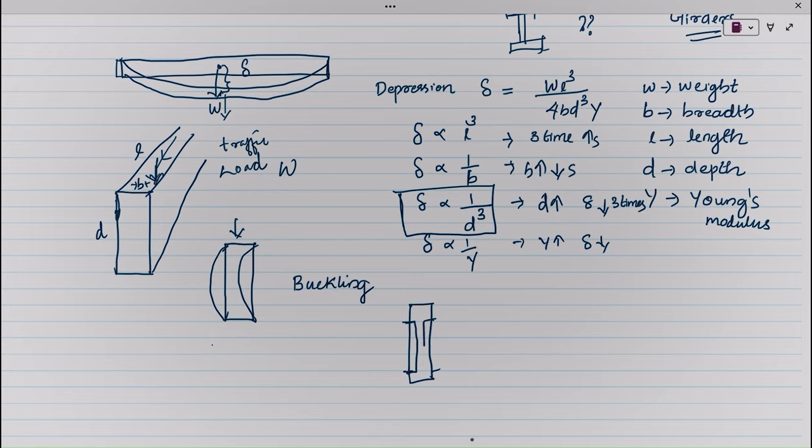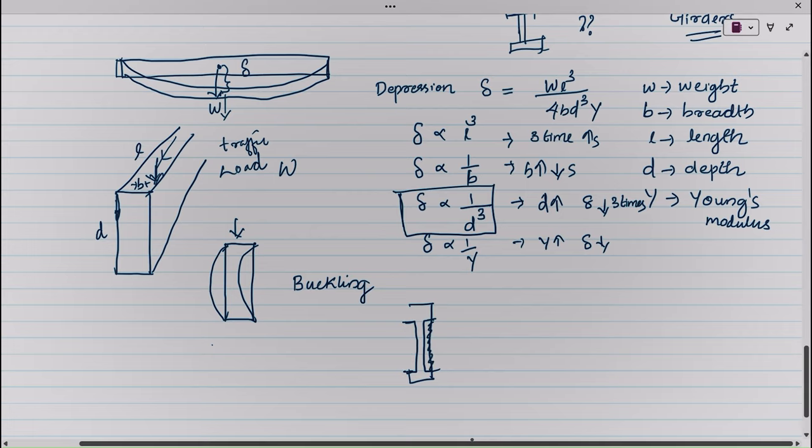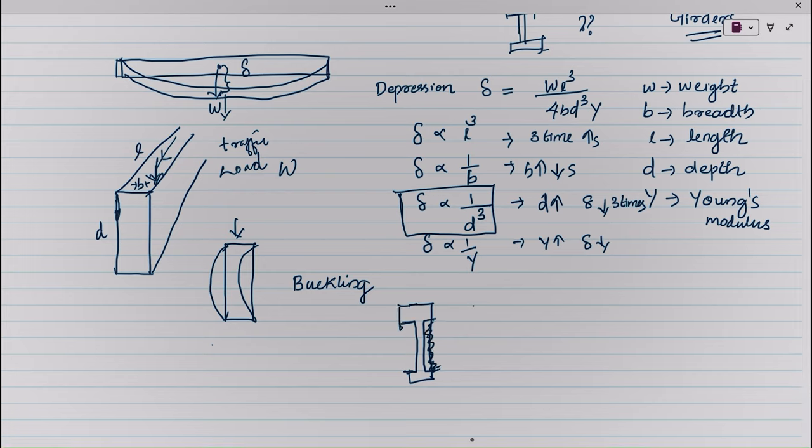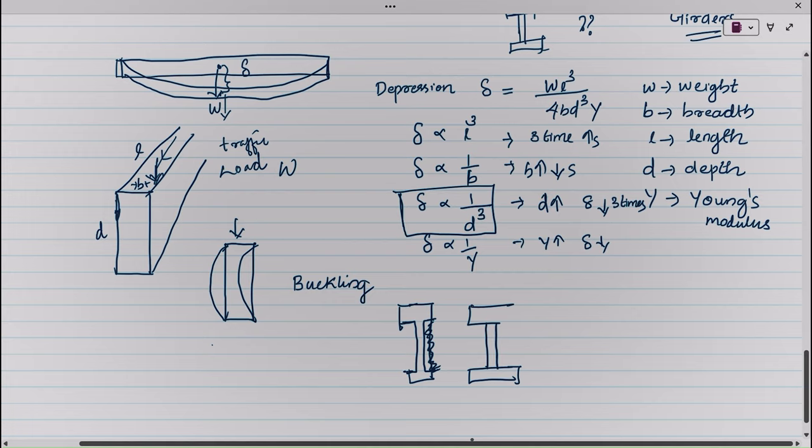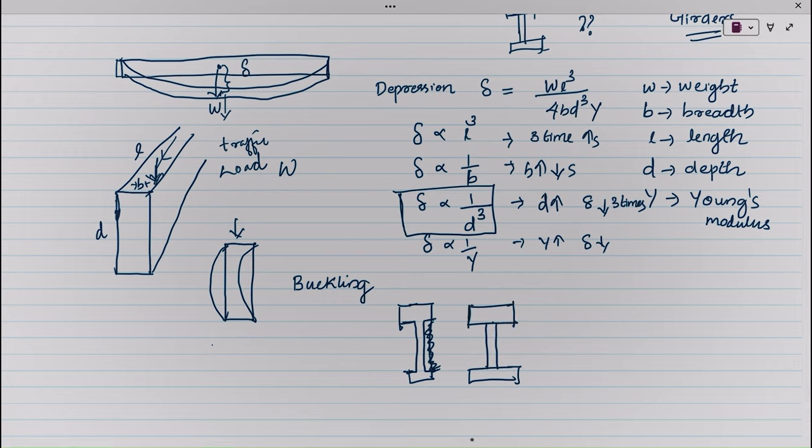We are removing some material in this area, and some material in this area, so that the beam looks like the capital I. That is why the girder cross section is in the shape of I. So this is called I section, and that is why it is called I section girders.